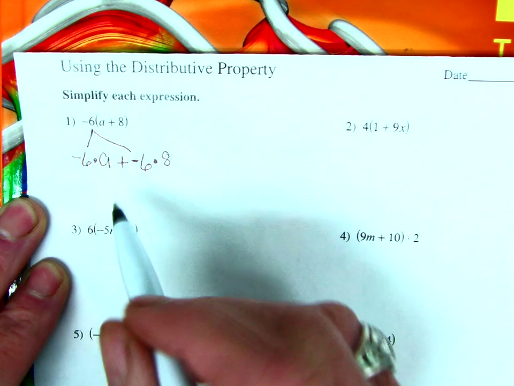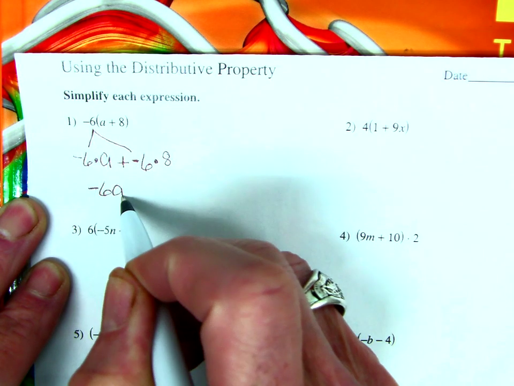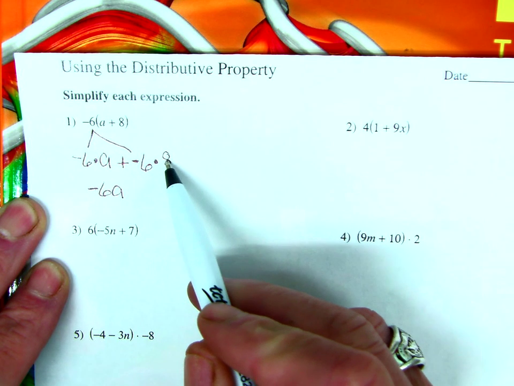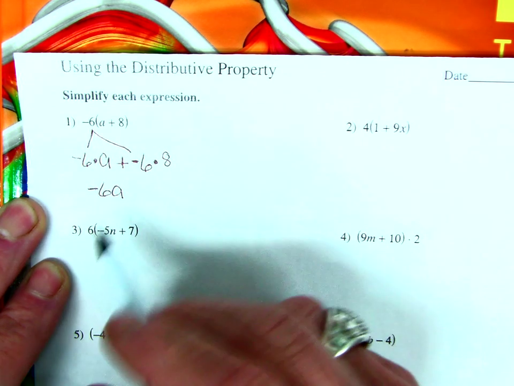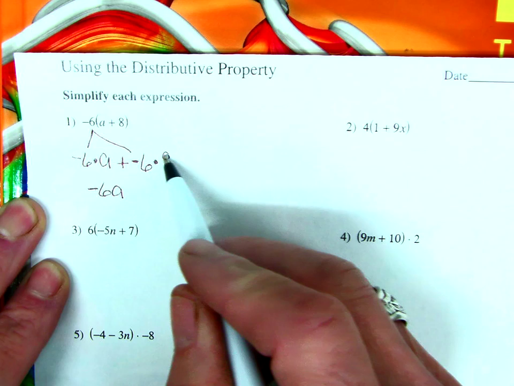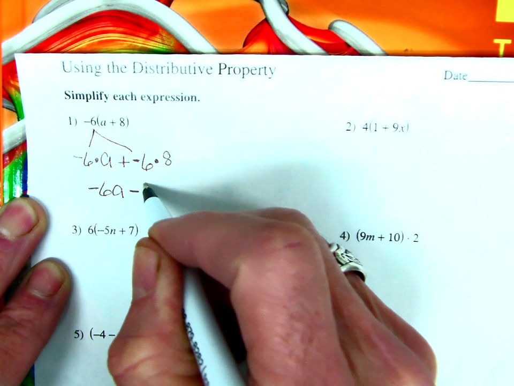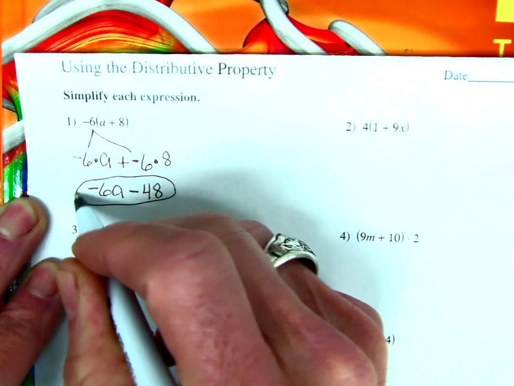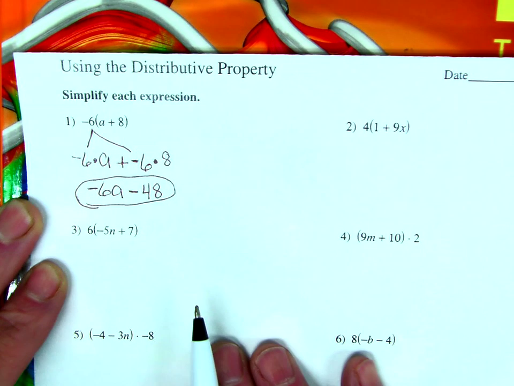-6 times a is just -6a. -6 times 8 is -48. So what to do? You have a plus sign and you have a negative. If your answer ends up negative, then you write it as minus 48. This is the answer: -6a minus 48.